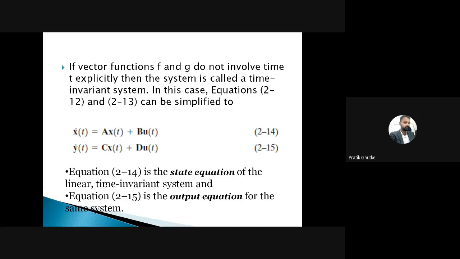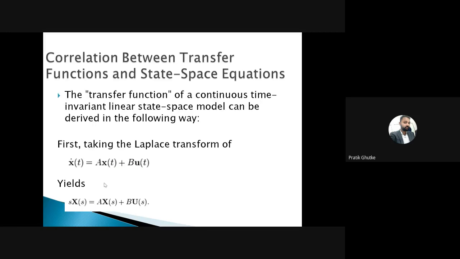So these are your state equations. First, x dot of t equals A x of t plus B u of t, and y of t equals C x of t plus D u of t. The second equation, y of t, is called the output equation, and the first equation, x dot of t, is called the state equation.